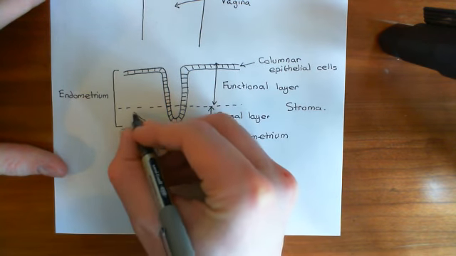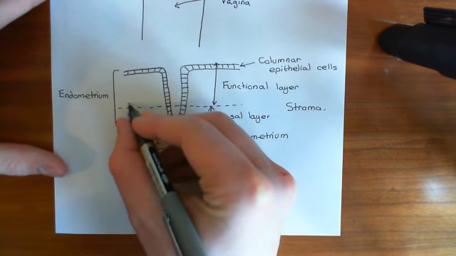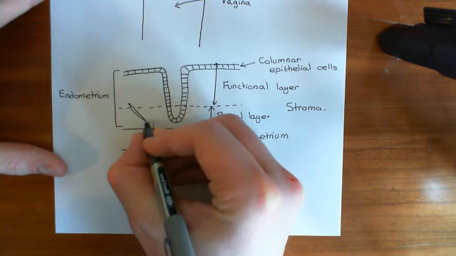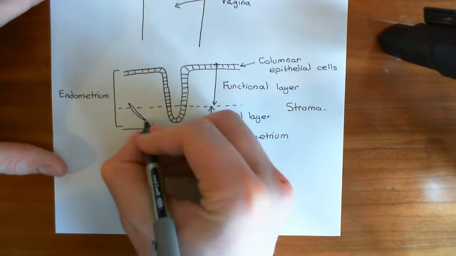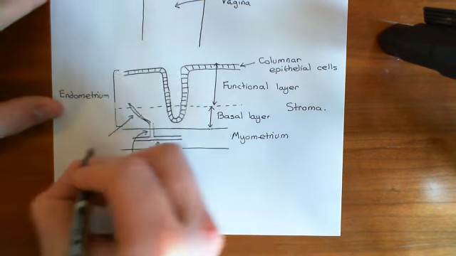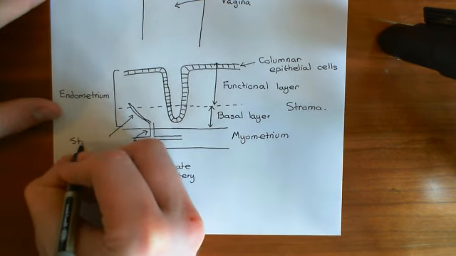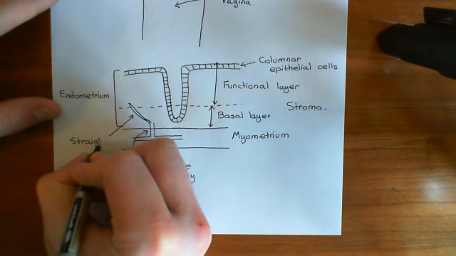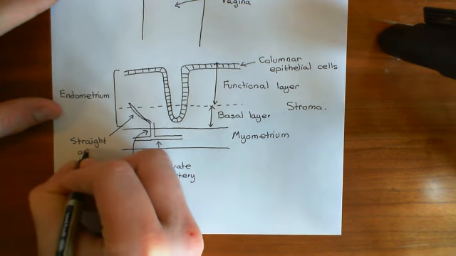Some will be straight arteries, which will supply the endometrium. So let's say this is a straight artery. Whoops, it's lost all thickness there. Okay, there's a straight artery that's coming off our radial artery. And then also you'll have these spiral arteries. So let me show you a spiral artery.